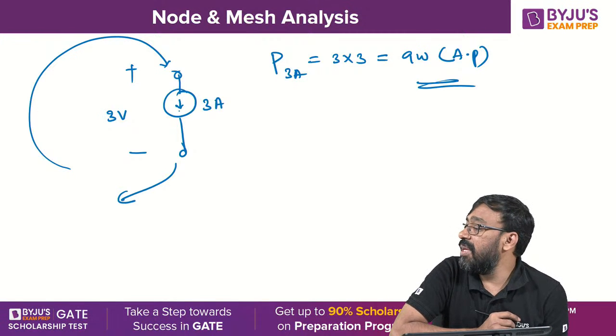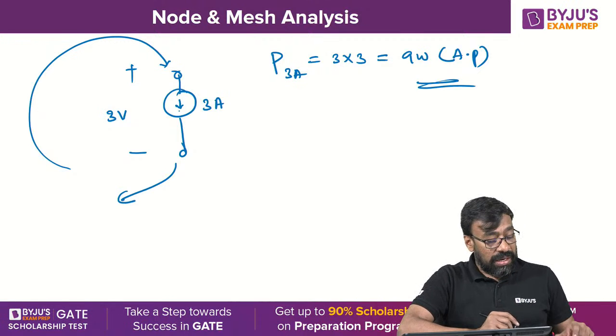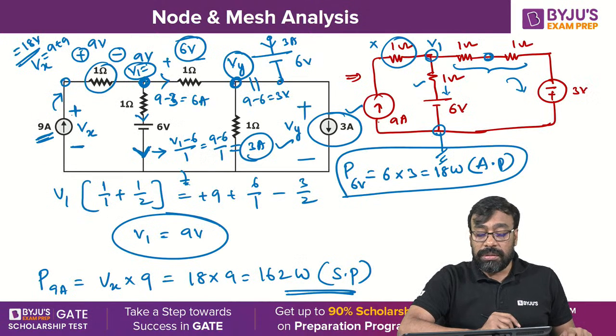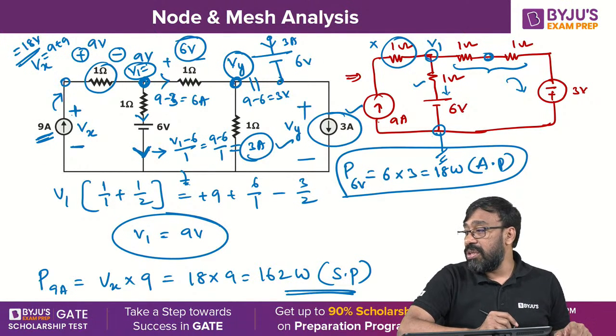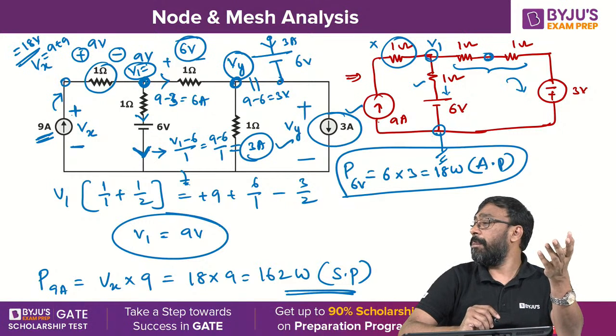Ravi Shankar, you are saying something about I square R. What is I square R? It is power, right? I'm not talking about that. See, in the case of a voltage source or current source, it is the V and I product only.